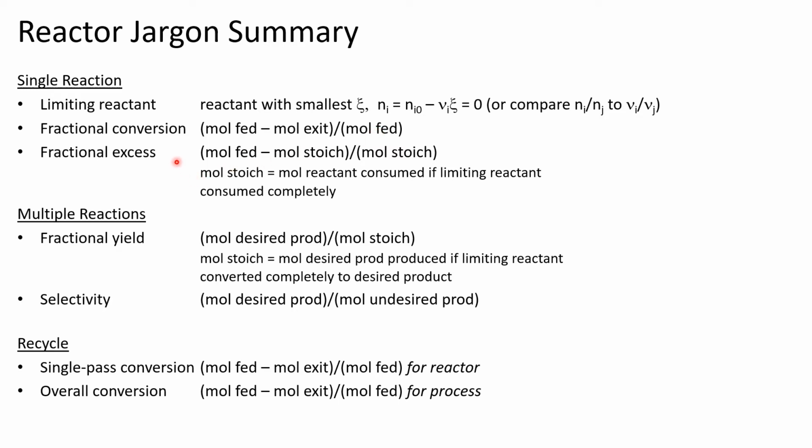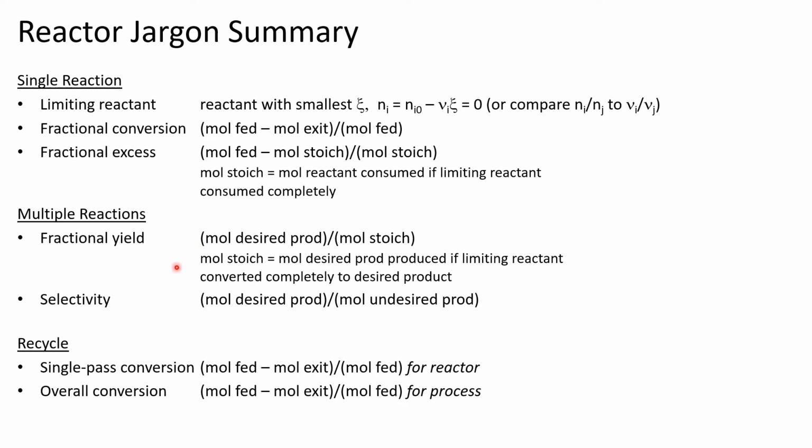Fractional excess we calculate for a reactant that's in excess. That's equal to the moles fed minus the moles stoichiometric, that is the moles of this excess reactant that would be consumed if the limiting reactant was consumed completely. So we'll take the difference between the moles fed to the reactor and the stoichiometric number of moles that would be needed to react completely with the limiting reactant. Take that difference divided by the moles stoichiometric in order to get the fractional excess.